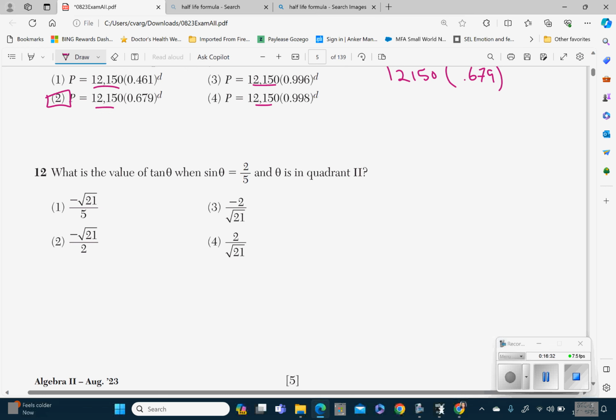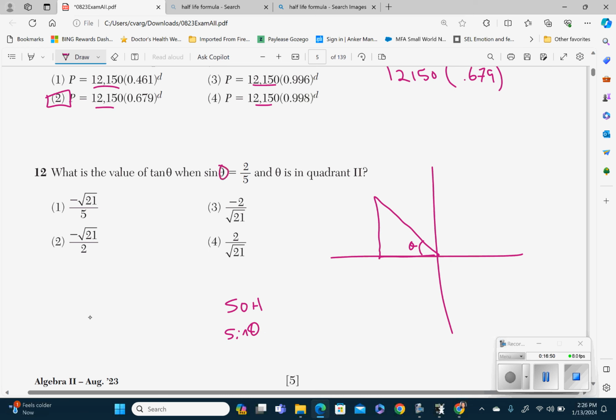So this is a question that you could have done in geometry. It's in quadrant 2, so we know we have something that looks like this. Here's our right triangle. They told us that sine, here's our angle. Sine is equal to, remember SOHCAHTOA? So sine of the angle is equal to opposite over hypotenuse, and they're telling us that this number is 2 over 5. So the opposite is going to be 2. Our hypotenuse is going to be 5. And they're asking us the value of tangent.